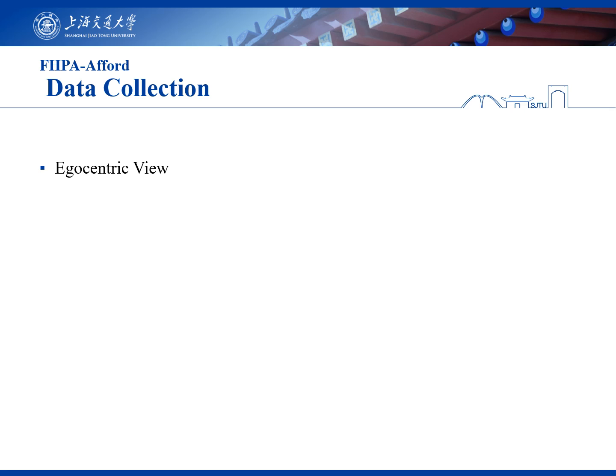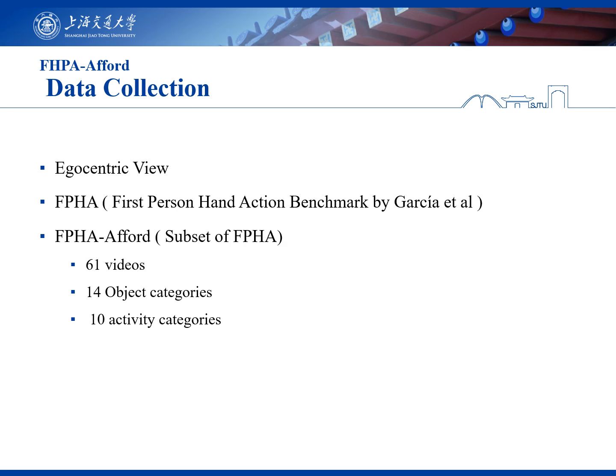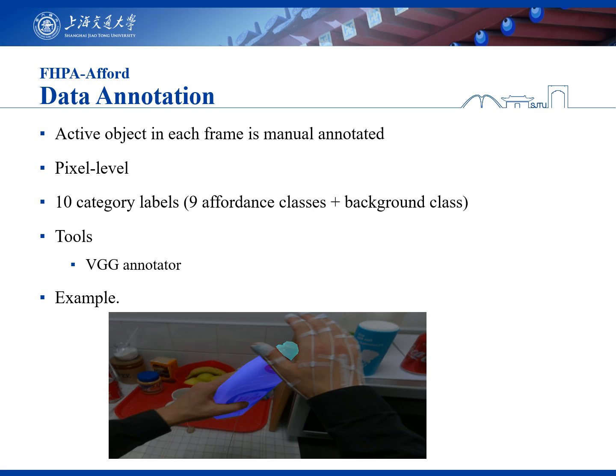We chose the FPHA dataset, which is a publicly available egocentric RGBD dataset for 3D hand-object interaction from Garcia et al. We took a subset of the FPHA dataset which consists of 61 videos, 14 object categories, and 10 activity categories. We named this subset FPHA-Afford. Then the active object in each frame is manually annotated at pixel level. As a result, we got 9 affordance classes and 1 background class. We used VGG annotator as our annotation tool.